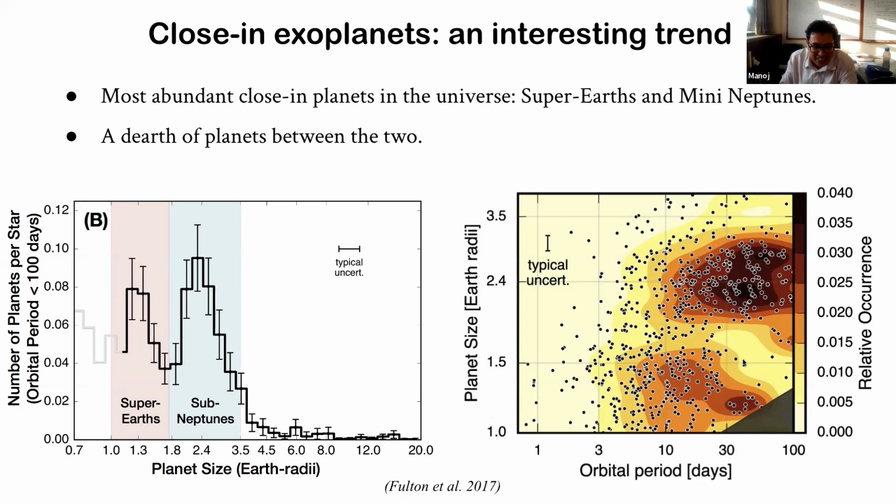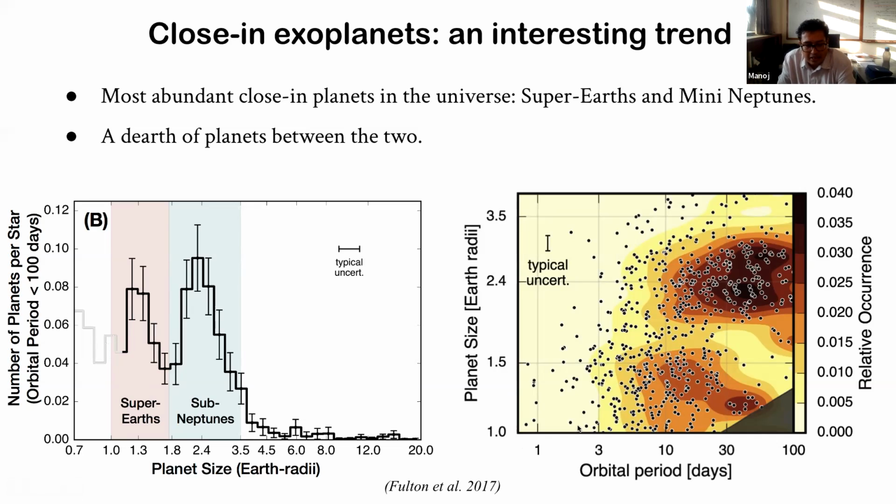There is a question about what about the gap at 0.9 Earth radius. We are not complete there, so this has to come out in occurrence rate studies. Below 1 Earth radius, we are not complete, so we cannot even correct for it. So we cannot say anything at the moment.